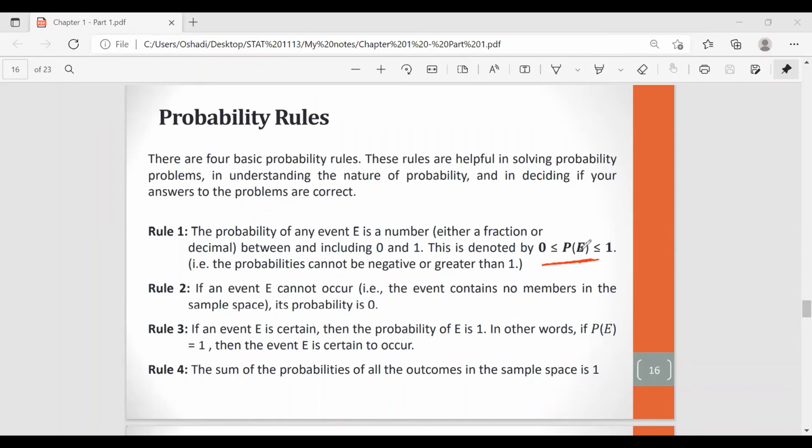Right? So you have to check your answer by using these probability rules. Okay.